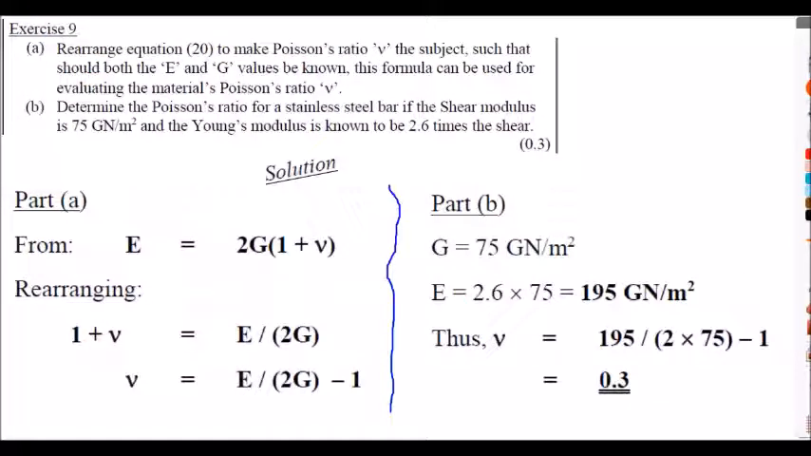Exercise 9, here's the solution to part A, the rearrangement of the equation for nu. Part B, calculation of nu given the information in the question.